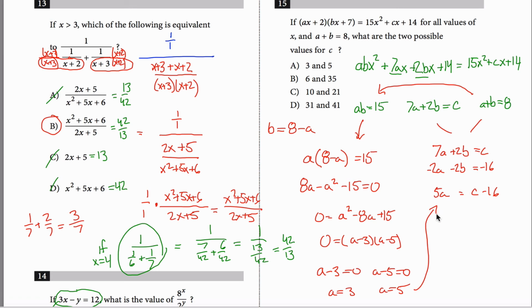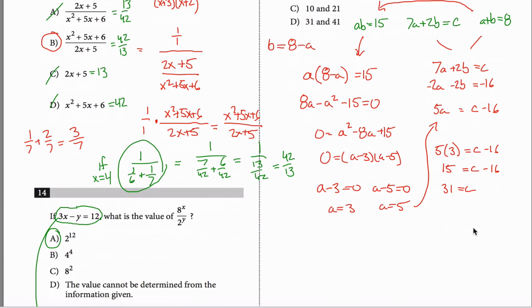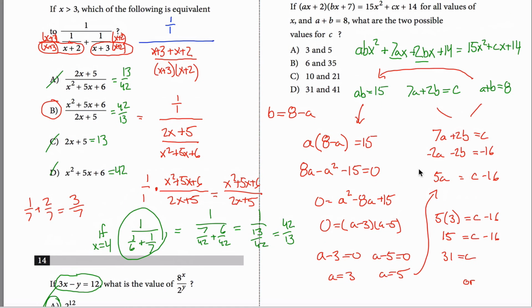We can then take those and plug those in up here. 5 times 3 equals c minus 16. So 15 equals c minus 16. If I add 16 to both sides of the equation, I get c is 31. And that might be enough to answer the question. It looks like it is. My answer must be D here.